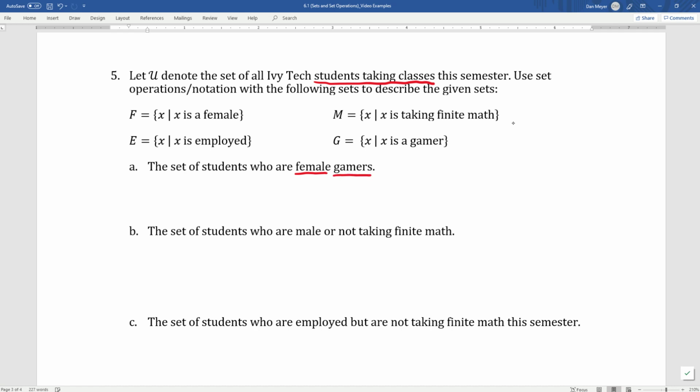All right, so we have two ways to describe students, females and gamers, and we want the set of students who satisfy both of those descriptions. We want them to be both females and gamers. And so that would be the intersection. The intersection of females and gamers.